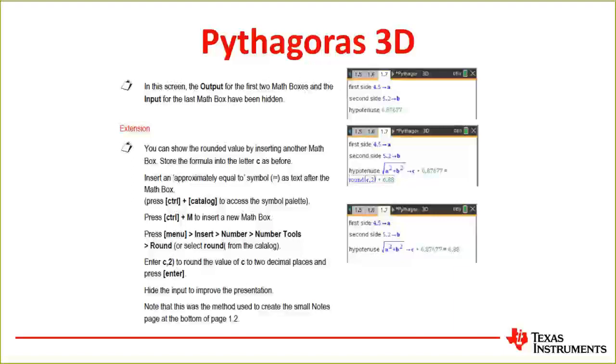So this screen also basically shows what I've been talking about. In a math box there, the command round has been used, and you can also see that hypotenuse, the square root of a squared plus b squared, has been stored as a new variable c. In other words, c squared equals a squared plus b squared.